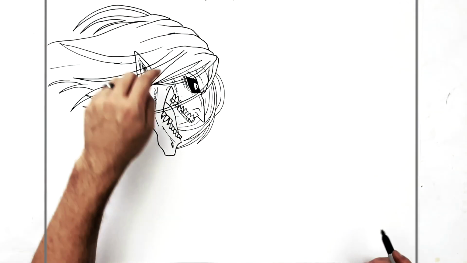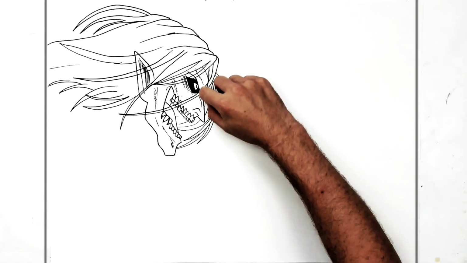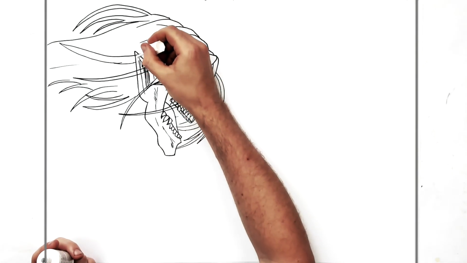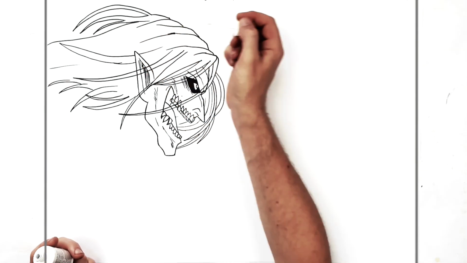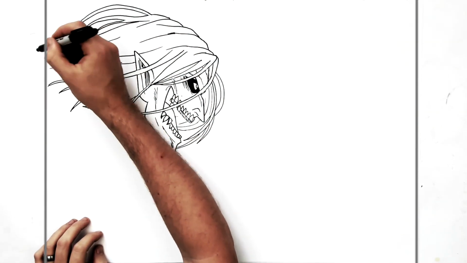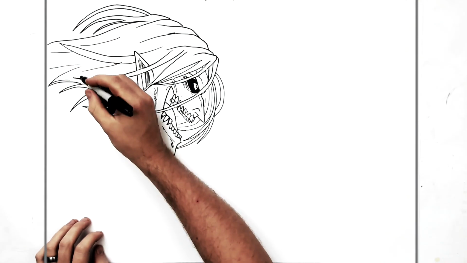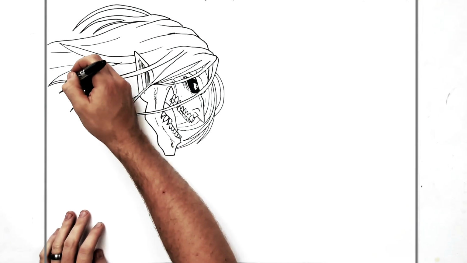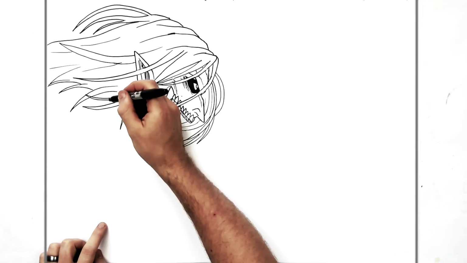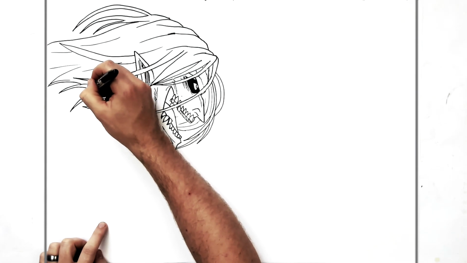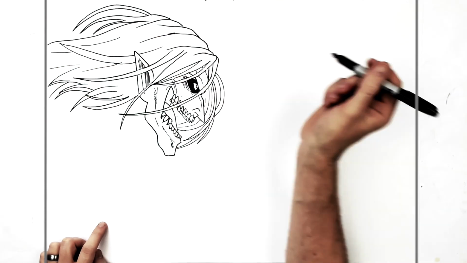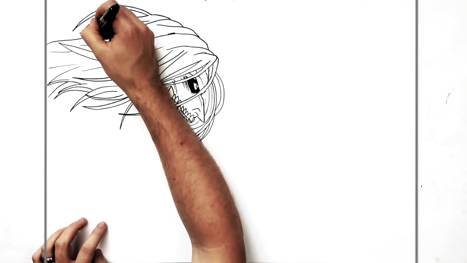So I'll just erase that line. And I'll erase some of the lines that we shouldn't see underneath the hair as well. And then just add some more texture coming down this way, going down the back of his head. I think that's the best I can do. So you can add more.